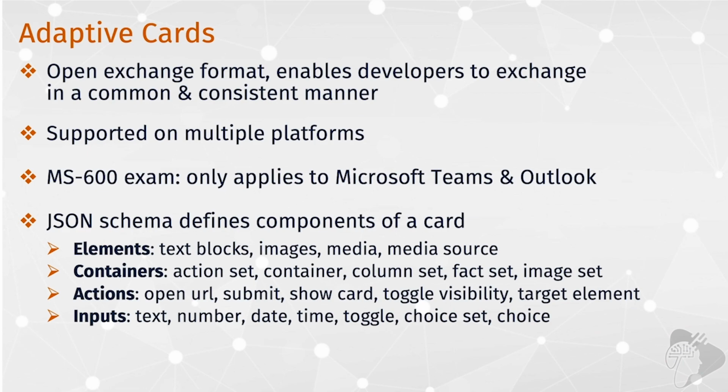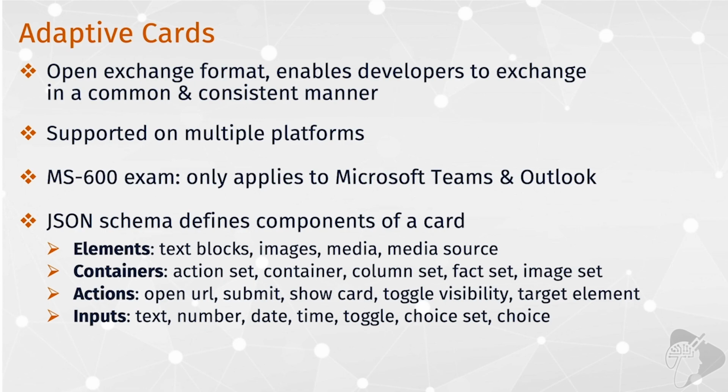You've got containers, so you'd have, say, a bunch of actions inside of a set, or you have another container that contains a container. You can have a column set. So if you have a bunch of columns, you have a set of columns. You can have a fact set, so it's kind of like name-value pairs going back and forth. And then you can also have a set of images, or multiple images, inside of a container.